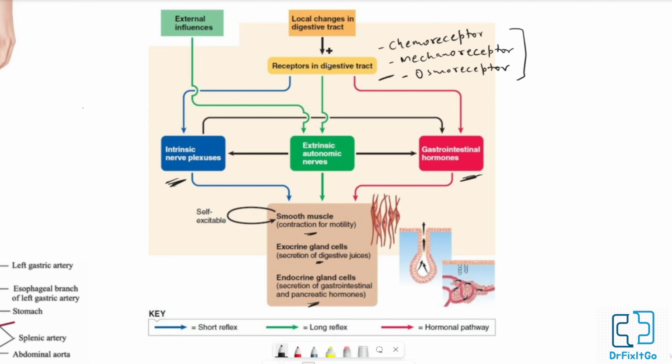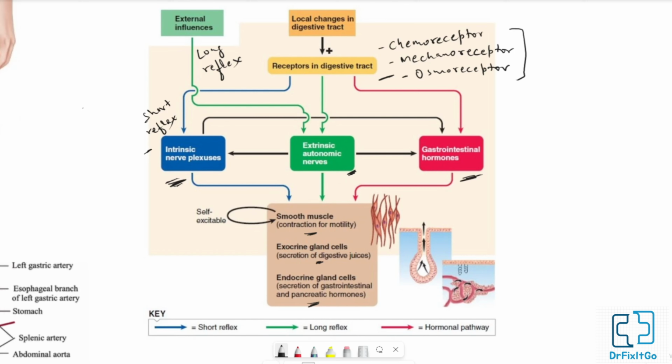Receptor activation may bring about two types of neural reflex: short neural reflex and long reflex. A short reflex takes place when all elements of the reflex are located within the wall of the digestive tract itself. That is, when the intrinsic nerve network influences local motility or secretion in response to a specific local stimulation.